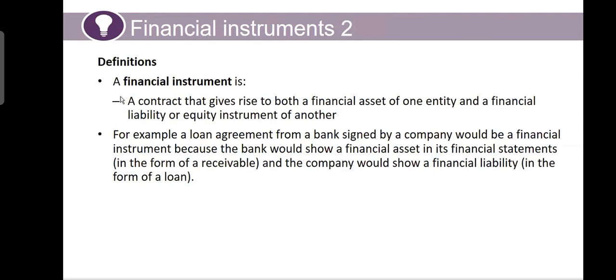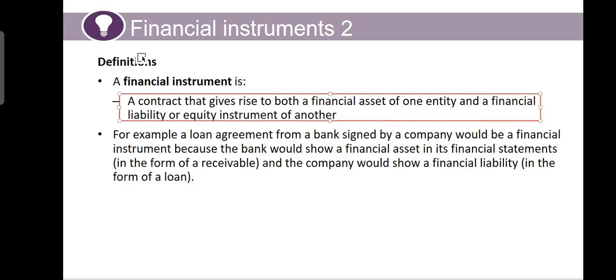First, we speak about the definition. A financial instrument is a contract. Now, you should pay attention to this definition. It is a contract that gives rise to both a financial asset of one entity and a financial liability or equity instrument of another. So the thing you should pay attention to is a contract. There should be a contract, and there are 2 parties. For one party, there will be a financial asset. For another party, there would be a financial liability. Liability means outflow of cash. Always remember, liability means that there will be outflow of cash or equity instrument of another.